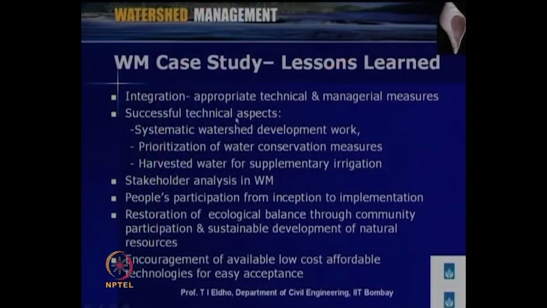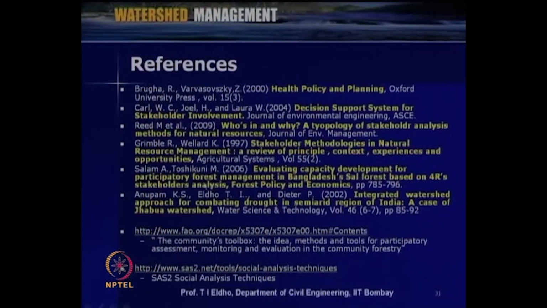So, some of the important lessons learned in this case study are listed here. This is integration of appropriate technical and management measures, then successful technical aspects as far as prioritization or implementation is concerned, and then appropriate stakeholder analysis for the particular watershed. Then people's participation was very important in this particular case study, and then restoration of ecological balance through the community, and then encouragement of available low cost affordable technologies for easy acceptance. So, these are some of the important lessons learned from the successful case study of Jhabua watershed. For this lecture, some of the important references used are listed here.